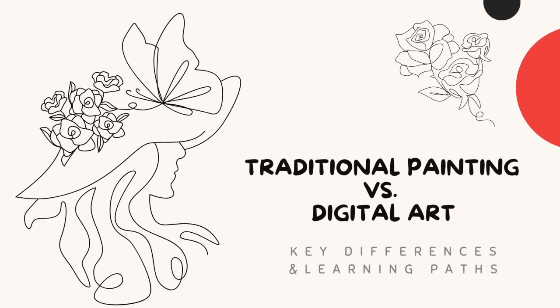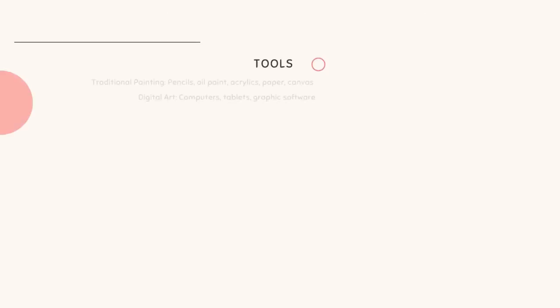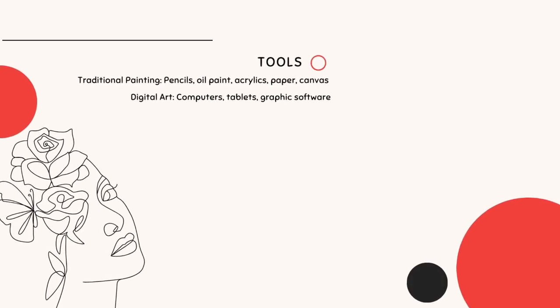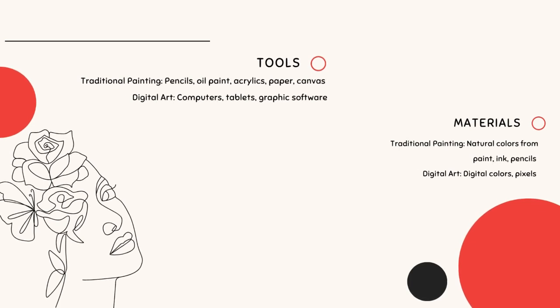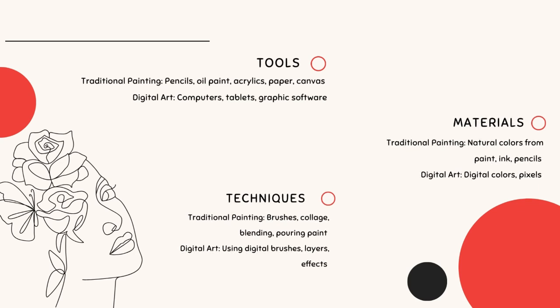In today's video, we want to discuss the key differences and learning paths between traditional painting and digital art. First is tools. While we use pencils, oil paint, acrylics, paper, and canvas for traditional paintings, we need computers, tablets, and graphic software for digital art. Second is materials. While we use natural colors from paint, ink, and pencils for traditional paintings, we need digital colors and pixels for digital art. Third is techniques.